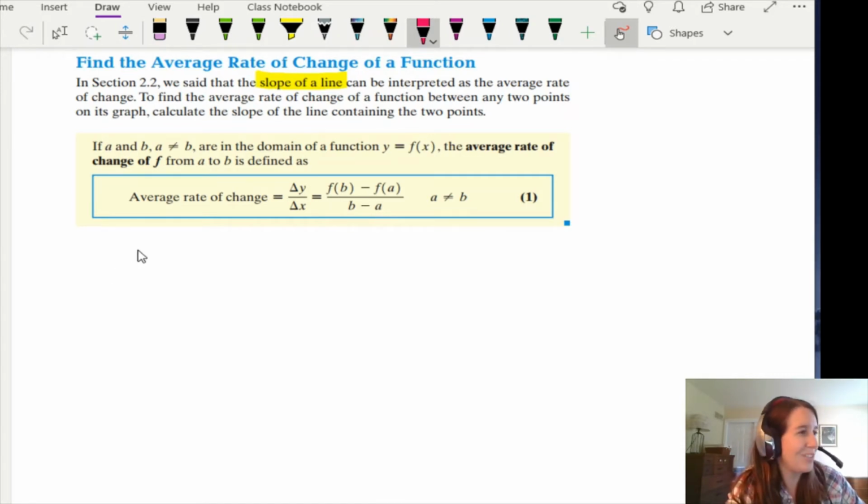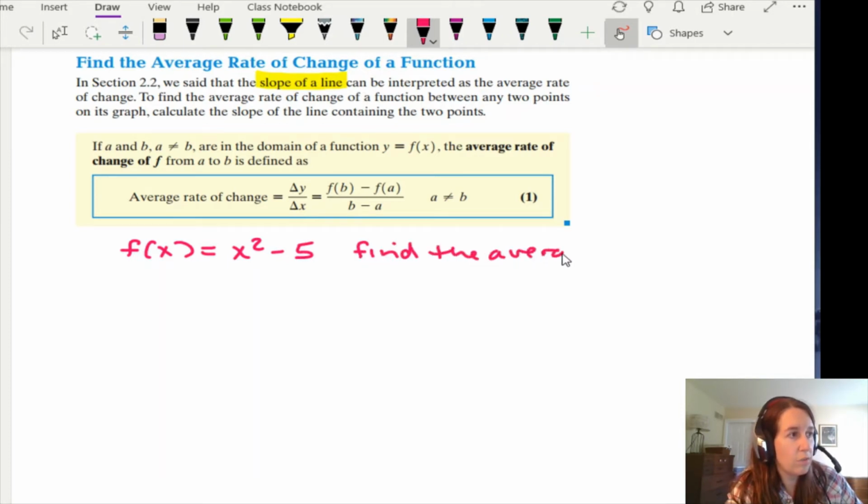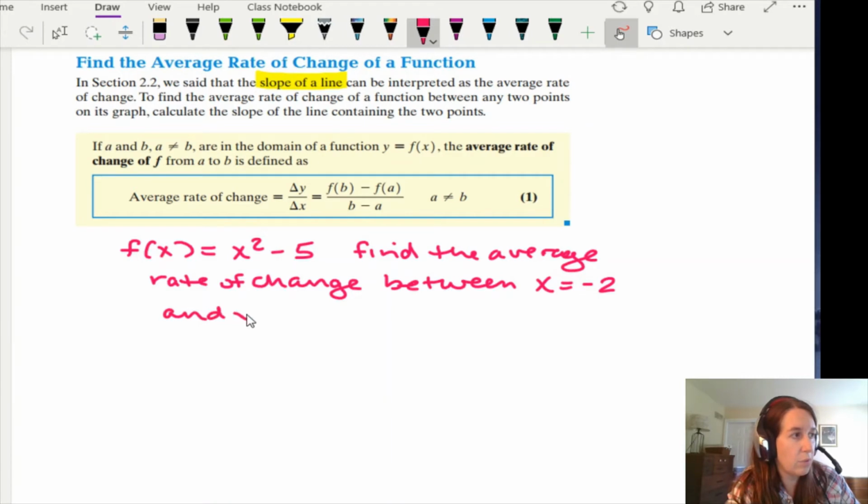Okay, it's helpful to see it as an example. So let's take the function f of x equals x squared minus 5, and let's find the average rate of change between x equals -2 and x equals 1. Okay, so to find the average rate of change, the slope, we're going to need those y values. We have the x values, but we do need the y values.